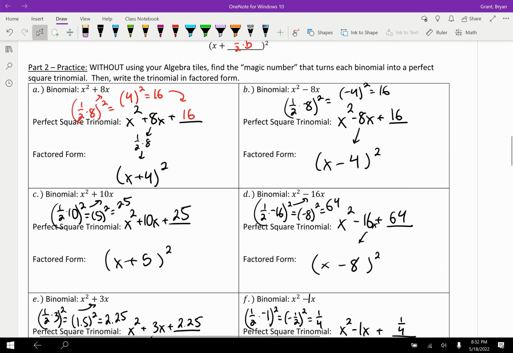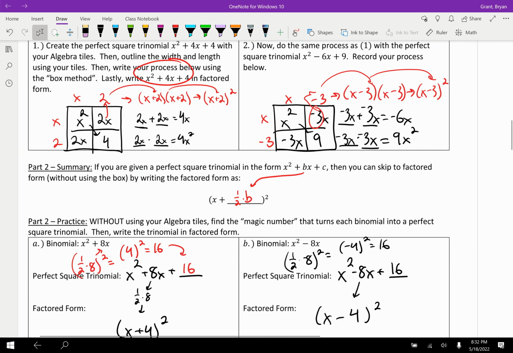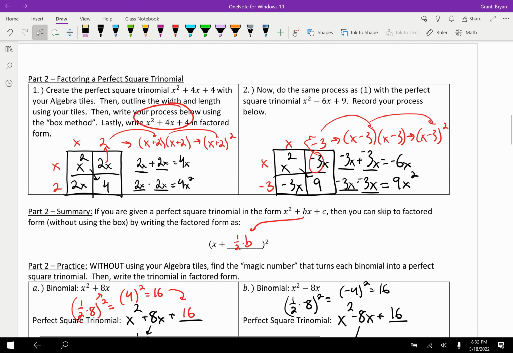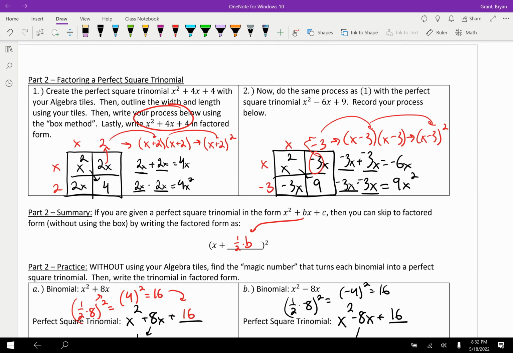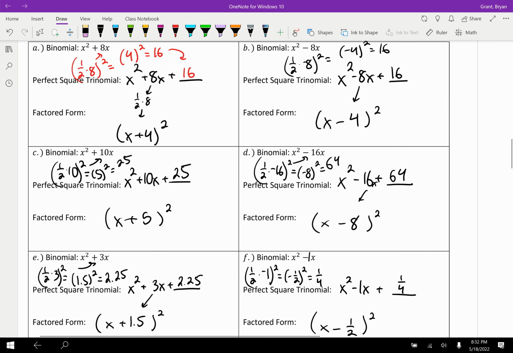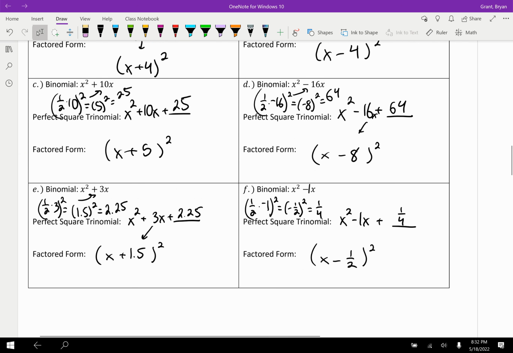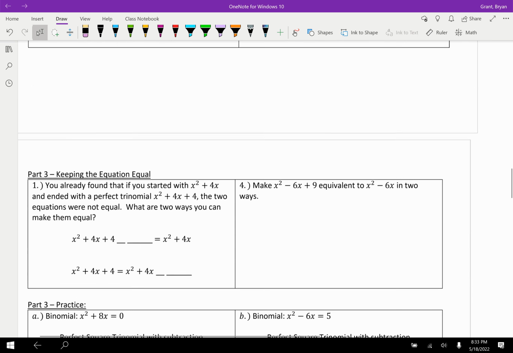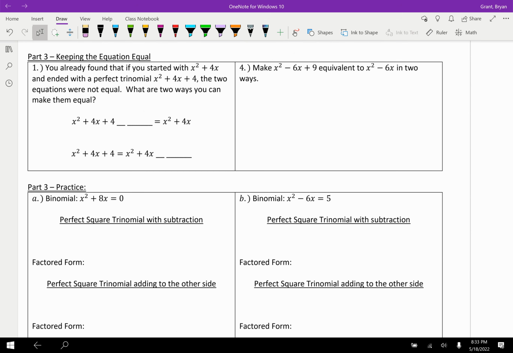So we just factored 6 equations super quickly, over maybe 4 minutes, and we didn't even have to use the box. Now don't forget, you can still use the box, but the whole point of a perfect square trinomial is that it factors beautifully and makes your life easy. Now, we have a couple parts to go, and then we're pretty much done for the day. So let's chat with part 3.